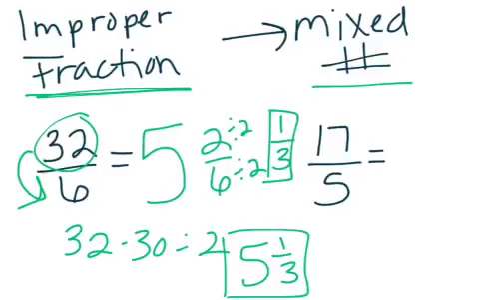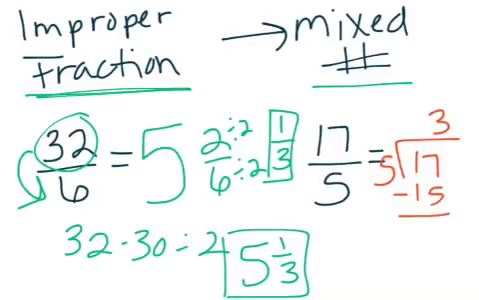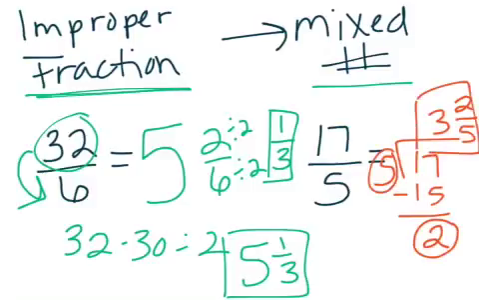I'll try the next one using long division. So I have 17 divided by 5, which can go in 3 times, which gives me 15. And when I subtract, I'm left with 2, which becomes my numerator. And my 5 out here stays my denominator. And I get 3 2/5.